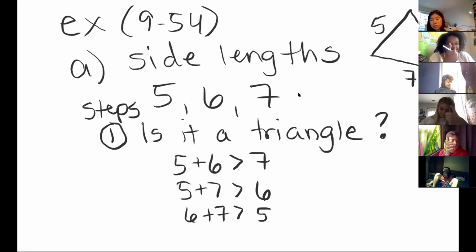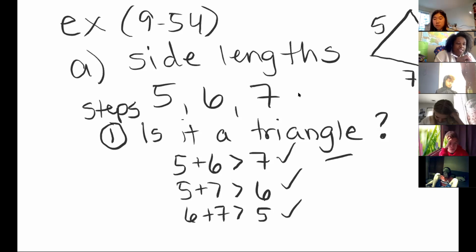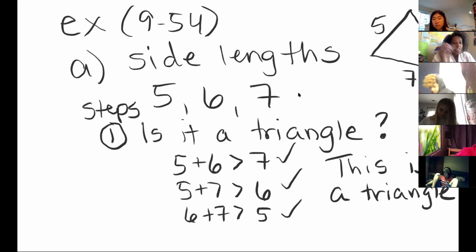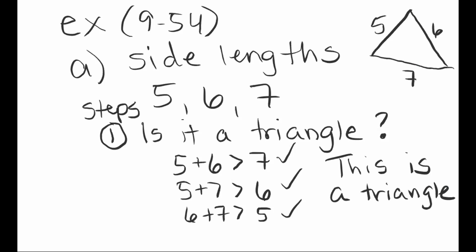Okay, good. All right. Since these are all true and the two side lengths are greater than the third side length, then this is a triangle. So that is your first step, determining if it's a triangle or not. And we can tell that it is because two side lengths, when you add them together, are always greater than the other side length. Okay.